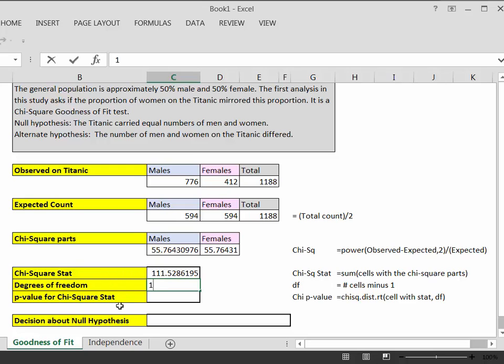But rather than look things up in the textbook, I'm doing this entire problem with Excel. I'm going to apply my 0.05 alpha level to say that if I get a p-value less than 0.05, I would reject my null hypothesis, which was that the Titanic had equal numbers of men and women. And the number that we see here is actually going to be quite surprising. I need to use a function called chi-square distribution right tail.